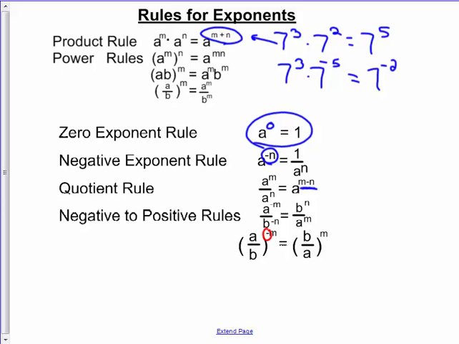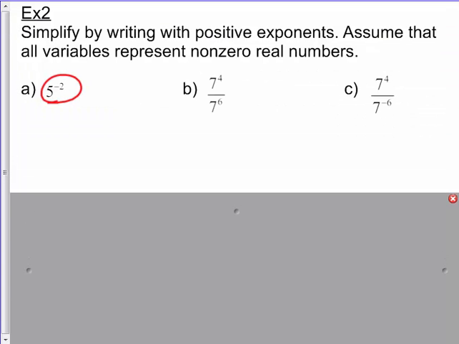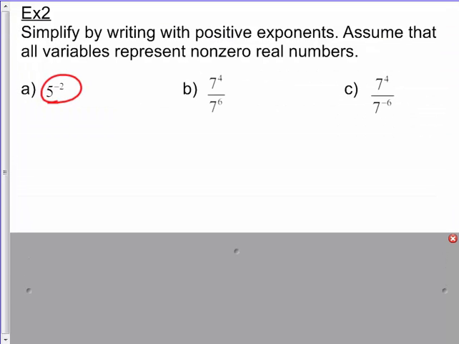The other ones, again, negative to positive. When there's a negative exponent, it goes to the bottom. If it's on the top, it goes to the bottom. If it's on the bottom, it moves to the top. So in 5 to the negative 2, I'm going to rewrite it as a positive exponent, which is 1 over 5 squared. And I could simplify that if I wanted to, 1 over 25.